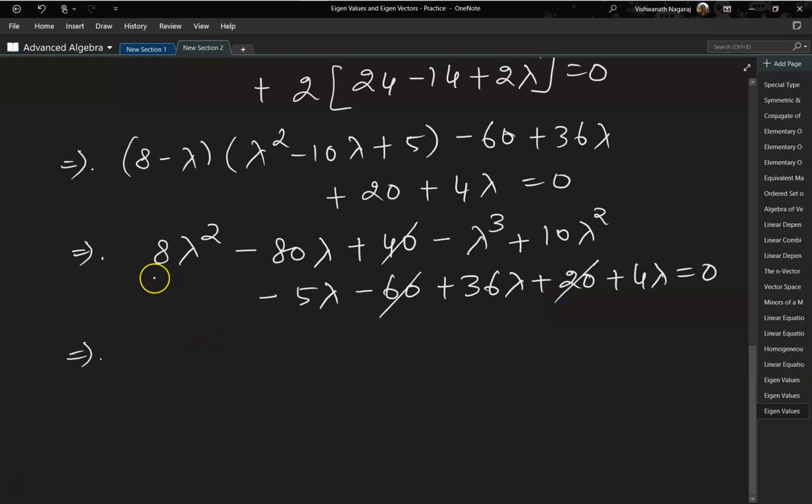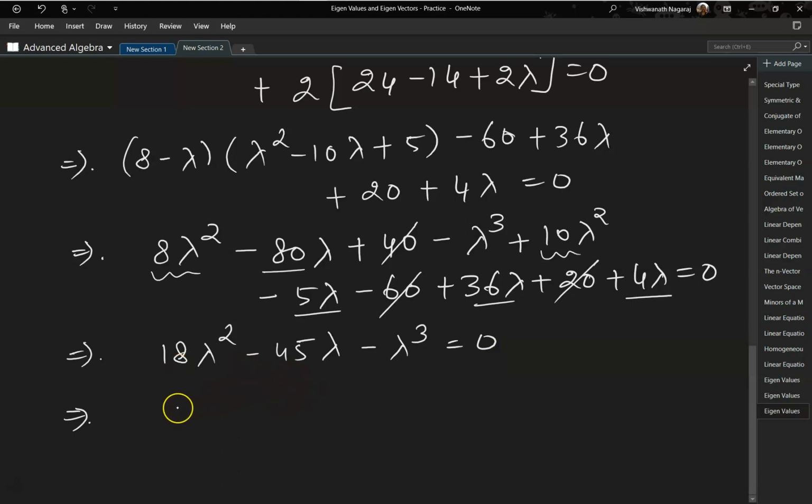Now what are we left with? Let's look at λ squares, so that is 18λ². Now let's look at λ: 36 plus 4 is 40, 40 minus 5 is 35, minus 80 plus 35 is -45λ, minus λ³, equal to 0. Let's take minus λ out, so we are left with λ² - 18λ + 45 equal to 0.